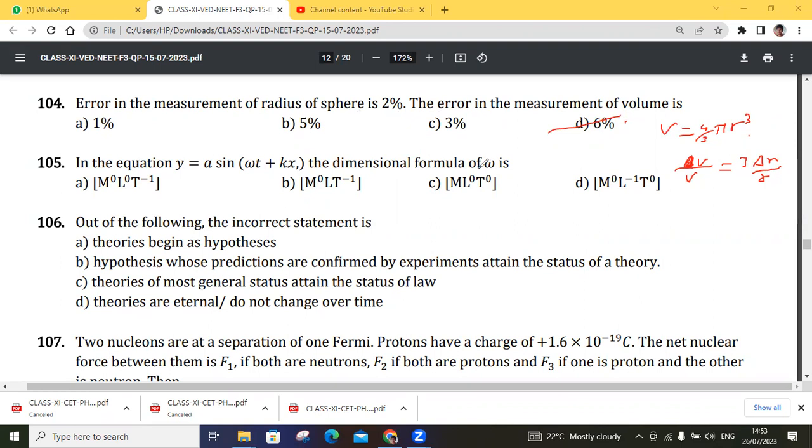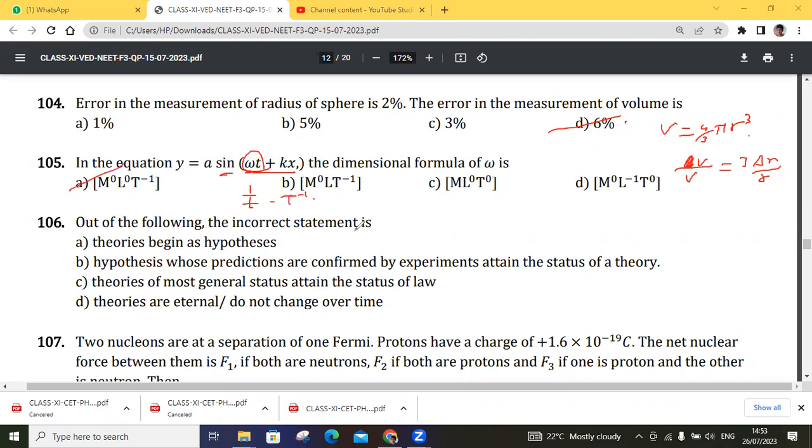Then, in the equation, the dimensional formula of omega is asked. If you see omega t, the sine of this is an angle. So omega t should be dimensionless. For that, omega should have the dimension of 1 by t, that is T^-1. M^0, L^0, T^-1.